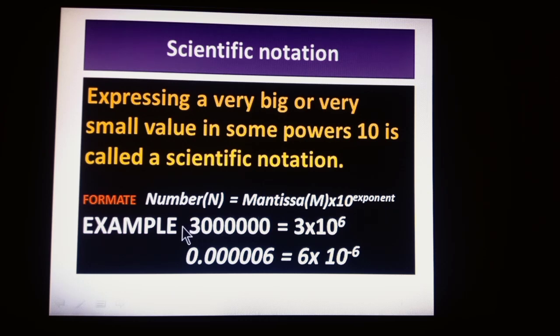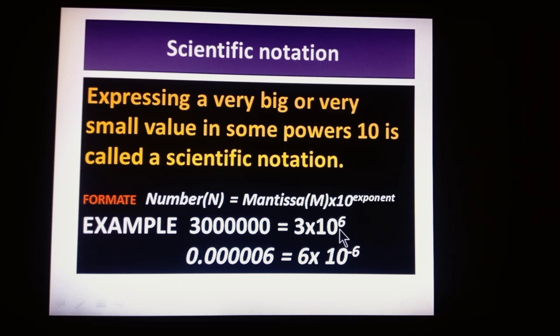For example, there is a number 3 million. We will write it in scientific notation like this: 3 multiplied by 10 raised to the power 6. 3 is called the mantissa and 6 is called the exponent. Similarly, for a small value, the scientific notation will be like this: some number, here 6, multiplied by some power of 10, but in this case the power will be negative.